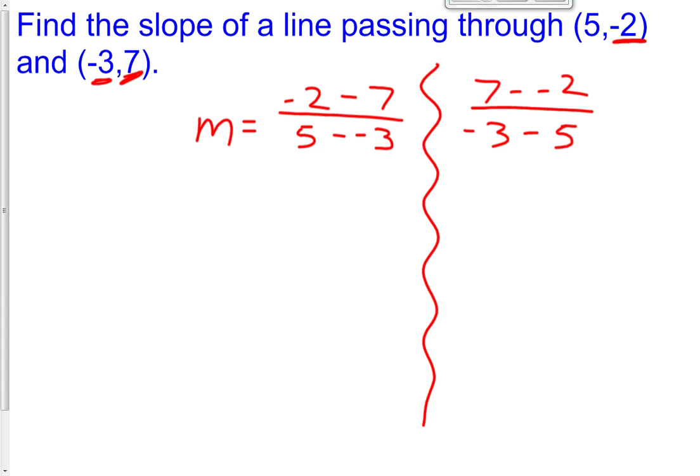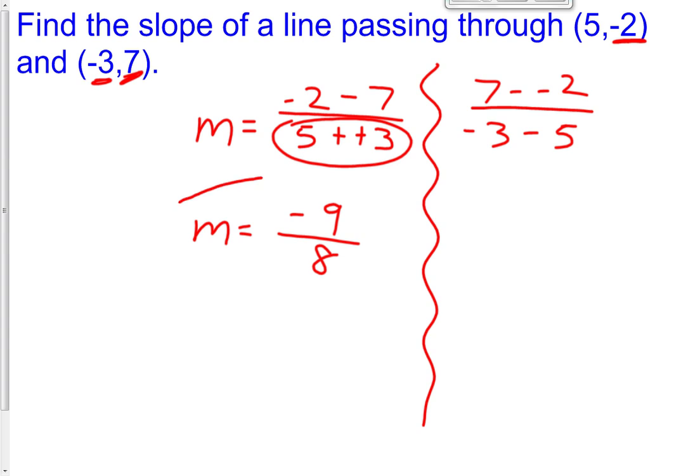A negative 2 minus 7 is a negative 9. And 5 minus a minus 3 is 5 plus 3, which is 8. So my m is a rise of a negative 9 over 8. So a negative 9/8. We'd get the same thing if this is x1, y1, x2, y2, or if this was x1, y1, and this one was x2, y2, you'll get the exact same answer.